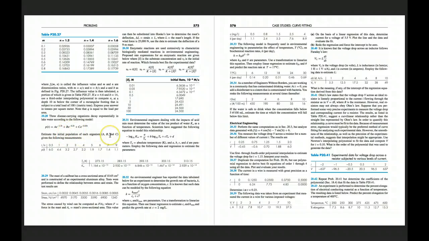of these 3 organisms. So if we look at this model, this is a nonlinear model, but it is linear in the parameters, which means it's a linear combination of these exponentials, and so we can find A, B, C using the linear least squares estimation.